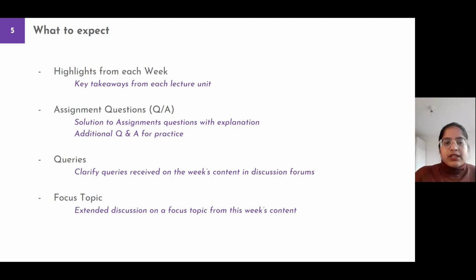And what can you expect from these sessions? We're going to talk about the key takeaways from each lecture unit, and then we're going to solve the assignment questions with detailed explanations, and we're also going to practice additional Q&A based on the week's content. I'm also going to clarify queries which I received on the week's content in the discussion forum. So please feel free to post your queries in the discussion forum and ask away all the queries that you have about the week's content. And next, we're also going to talk about a focused topic where we're going to extend our discussion on a particular topic from this week's content.